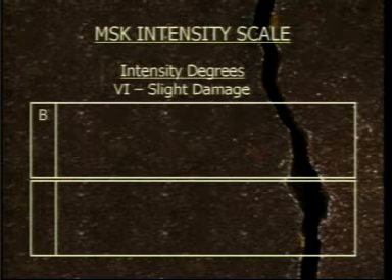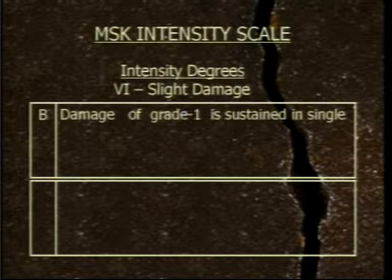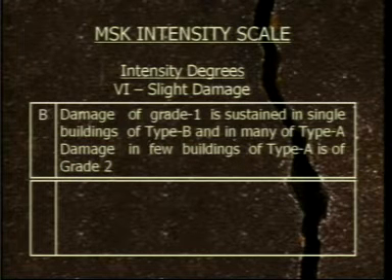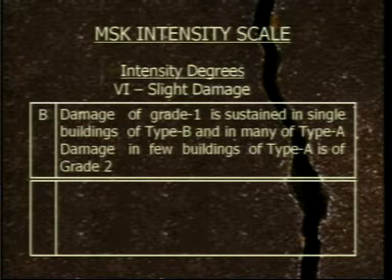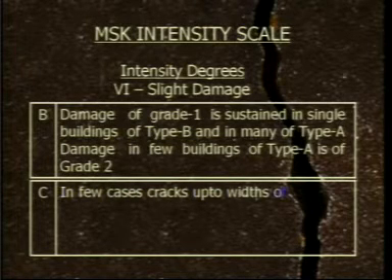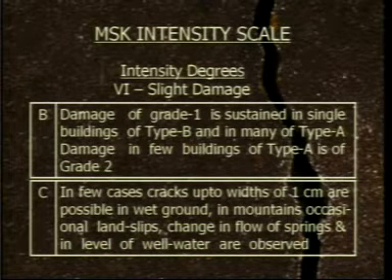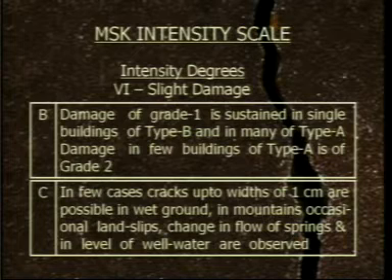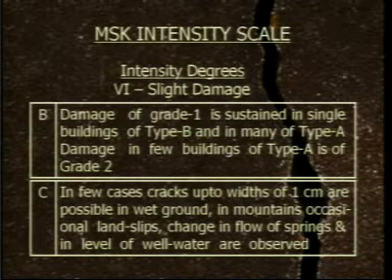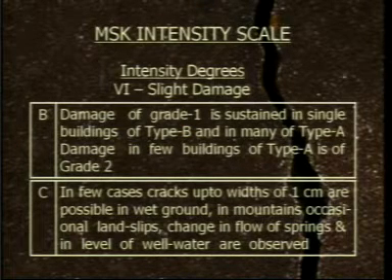Now let us see the next point, which is B. In B, damage of grade 1 is sustained in single buildings of type B and in many of type A. Damage in a few buildings of type A is of grade 2. In C, which is the effect on nature, in few cases cracks up to widths of 1 centimeter are possible in wet ground. In mountains, occasionally landslips occur. A change in flow of springs can be observed, and there is a change in the level of well water in such areas, where we give the intensity 6.